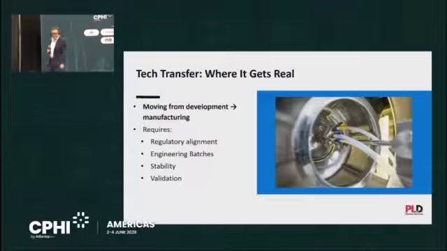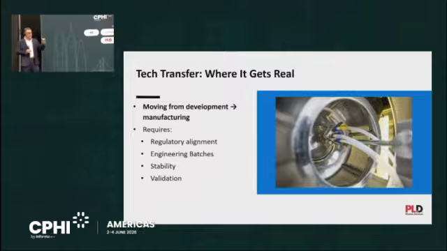So the tech transfer part of this is where it gets real. If we're not going to do the ANDA, we're going to go with a full tech transfer. What are we looking at from a basic standpoint? Regulatory alignment is the first thing you have to do. You have to define what regulatory strategy. We're going to look at that in the next slide, so I'm going to hold off on that.